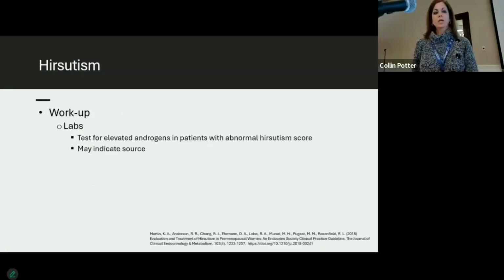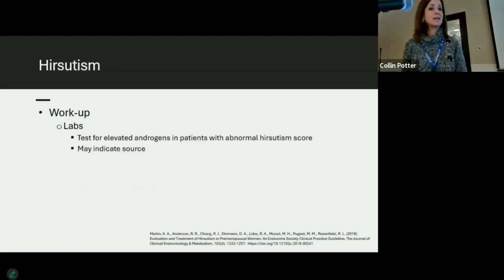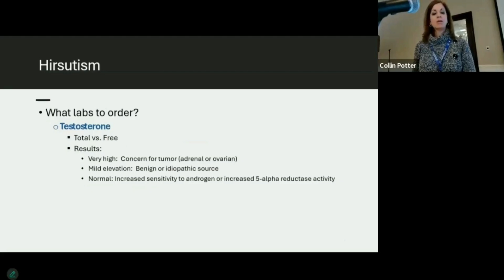Okay, so workup. Some labs would be involved, and some hormones would be involved. We will test for elevated androgens, and that might help us indicate the source. It may not though, because, as we talked about, it could come from the ovaries, or it could come from the adrenal glands. So we are detectives, and we put all the pieces of the puzzle together. And so we look at the testosterone.